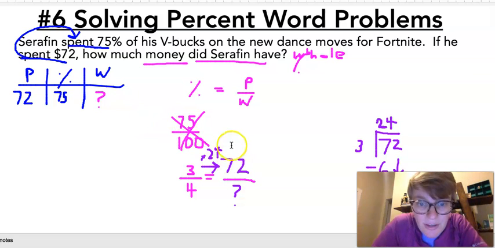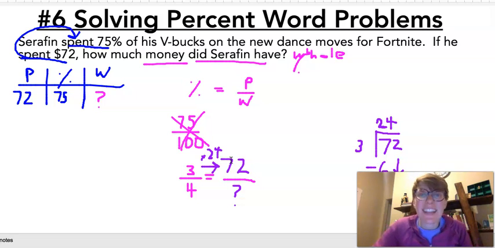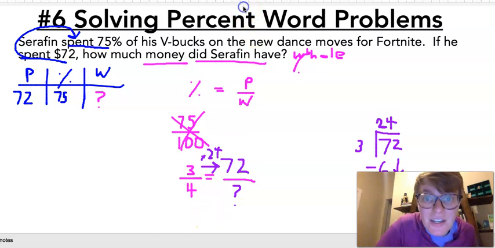Now, really important thing right here. 3 times 24 is 72. On a test, a lot of you will put 24 as the answer. That's like the unit rate because each of our 4s is worth 24. But we need to do 4 times 24 to finish our equivalent fraction. So now I need to do 4 times 24.